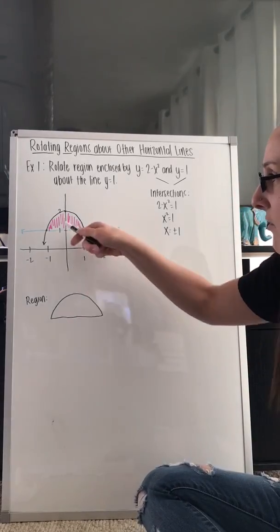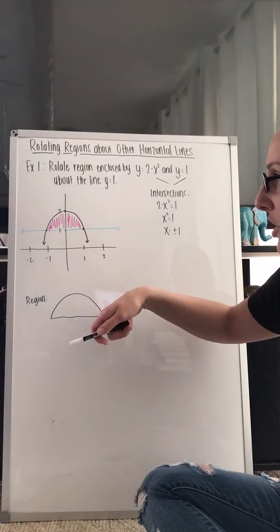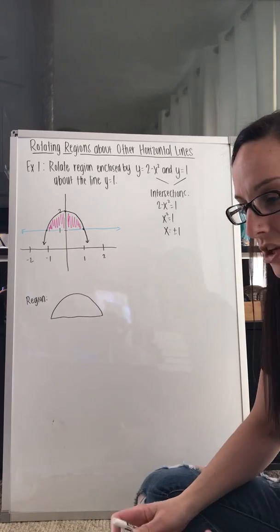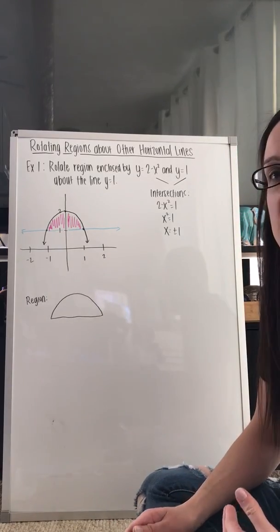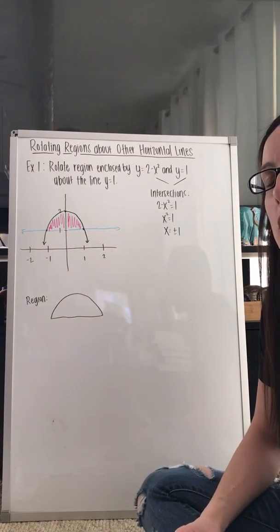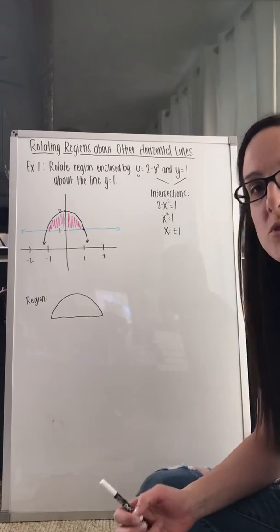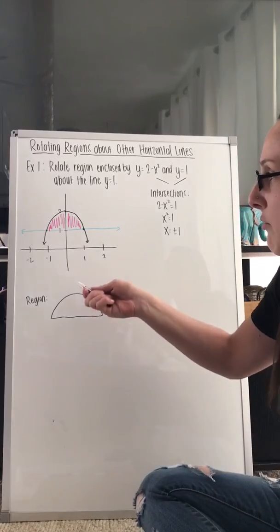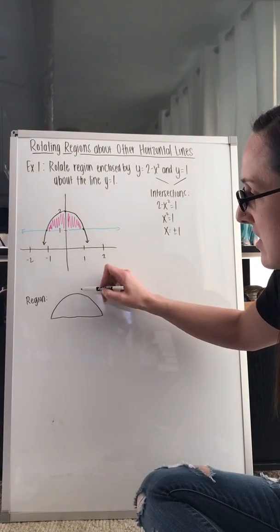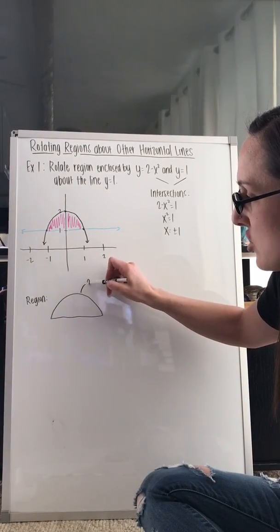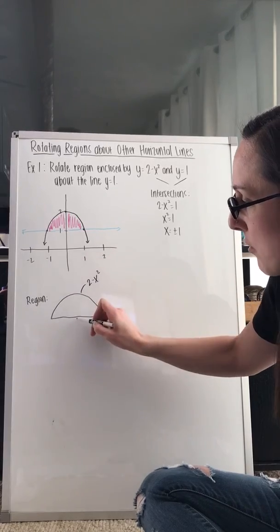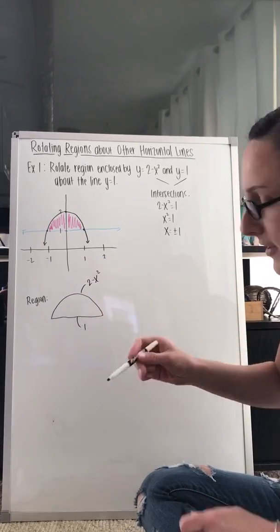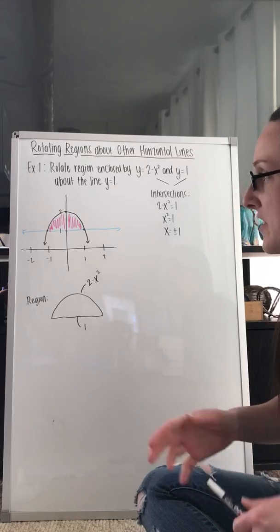So I'm just going to take the region down here. I'll talk about why I'm doing this a little bit later. It's definitely going to make a difference on our math when we rotate regions based on their direction. So my region that I'm rotating right here, I'm going to say that the upper part of it is my 2 minus x squared and the lower part is my y is equal to 1. And we'll see why this is important in a second.